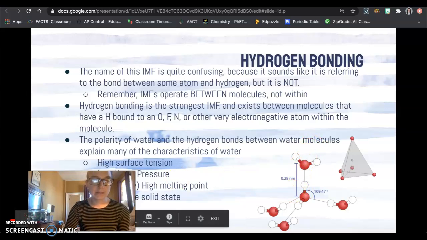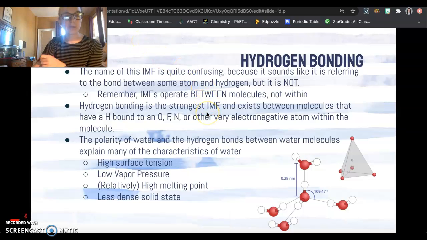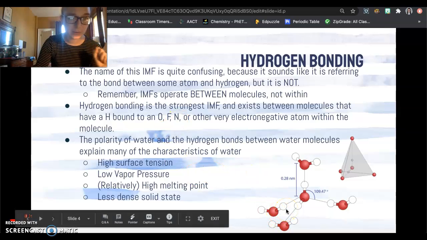Hydrogen bonding is present in water and other molecules as well, but typically it will occur when you have within a molecule a bond between hydrogen and oxygen, hydrogen and fluorine, hydrogen and nitrogen, or another really electronegative atom. So the high difference in electronegativity causes this hydrogen bonding to occur. But again, I hate the name hydrogen bonding because when you say hydrogen bond, what comes to mind is that bond between oxygen and hydrogen in one molecule.